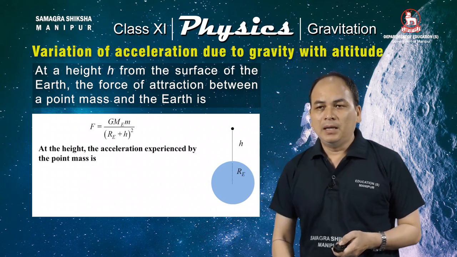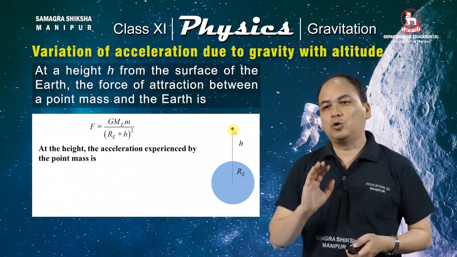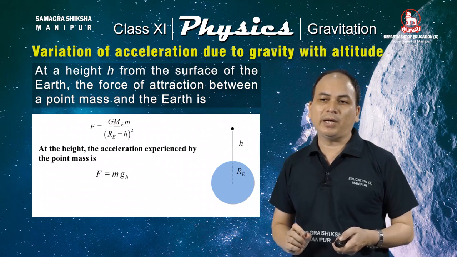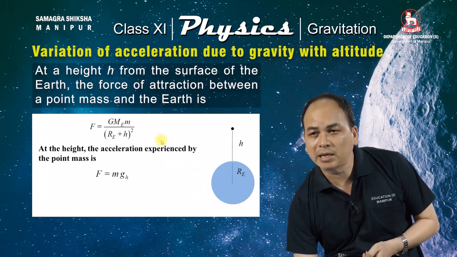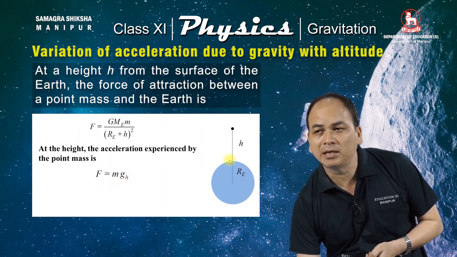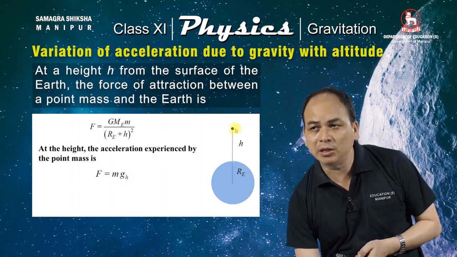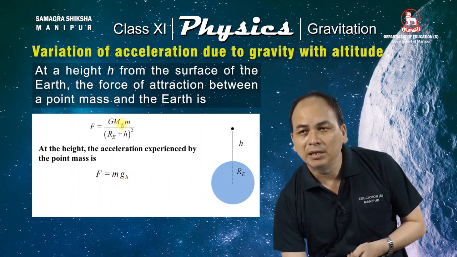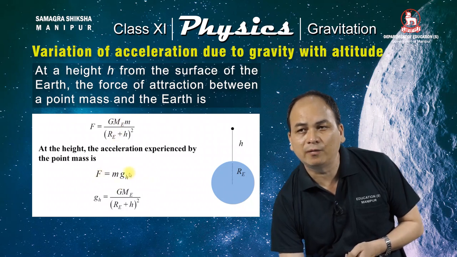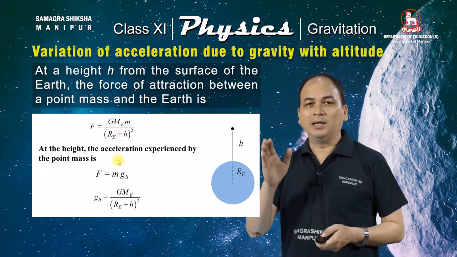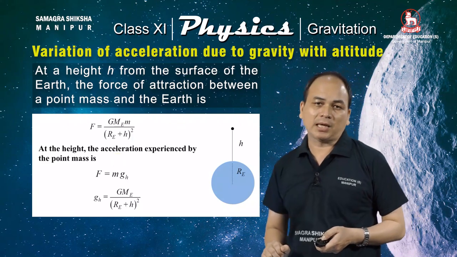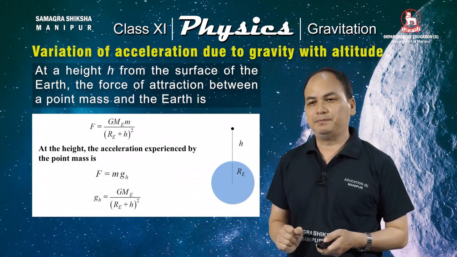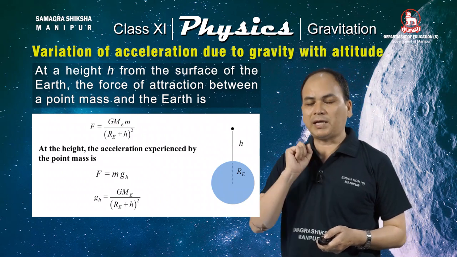At the same time, at that height, the acceleration experienced by the point mass will be g_h, so F is equal to m g_h. If you put this value, you will find that the small m cancels, and the value of g_h becomes G M_E divided by (R_E plus h) to the power square. This shows that the value of g decreases with height.